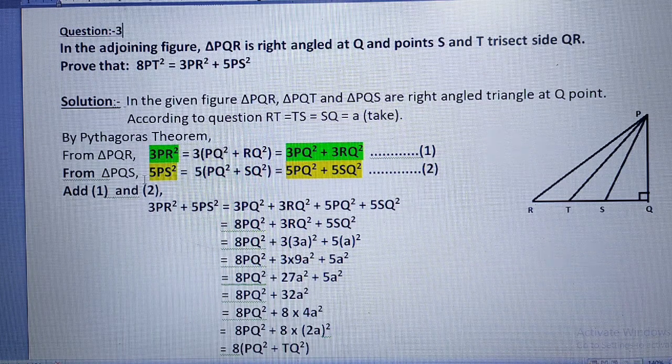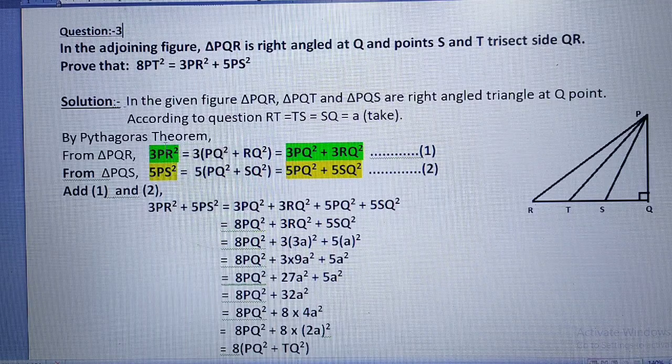From triangle PQS, 5PS square, because on the right hand side 5PS square is there. So first take 5PS square, which is equal to 5 bracket PQ square plus SQ square, bracket close, which is equal to 5PQ square plus 5SQ square. That is equation number 2. Now add equation 1 and equation 2.